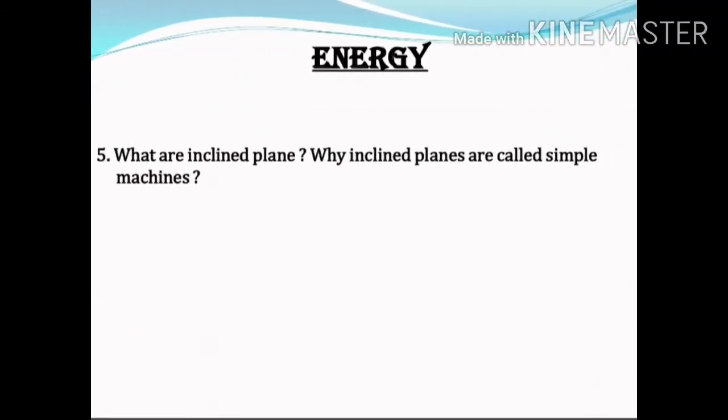Question number 5. What are inclined planes? And second part of the question, why inclined planes are called simple machines? Answer. Inclined plane is a sloping surface. A ramp, a slope and a hill are examples of inclined planes. It makes it easier for us to move objects higher or lower.